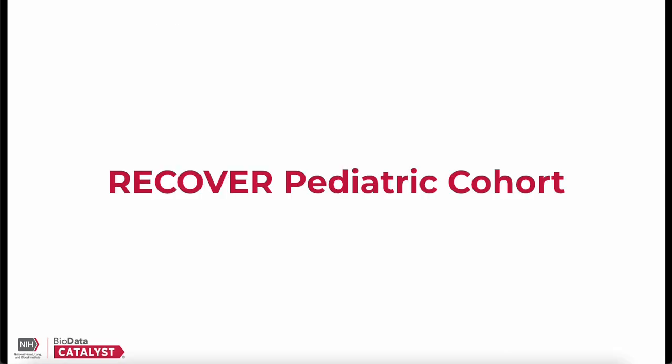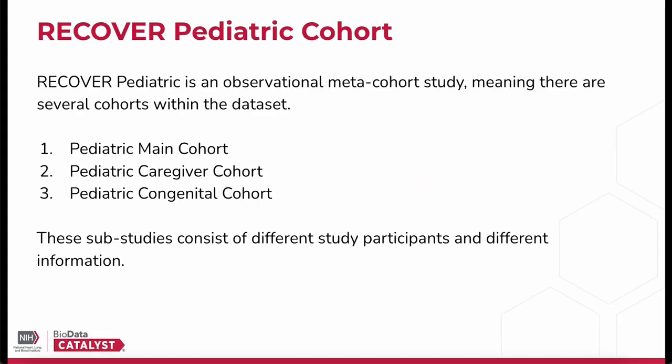Let's begin with some brief background information on the RECOVER Pediatric Cohort. The RECOVER Pediatric Cohort is an observational meta-cohort study. This means that it's a dataset with many different subcohorts. It's important to note that there are three main cohorts within the dataset: the pediatric main cohort, the pediatric caregiver cohort, and the pediatric congenital cohort.